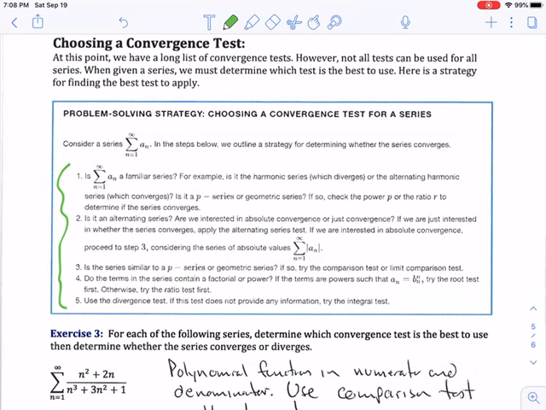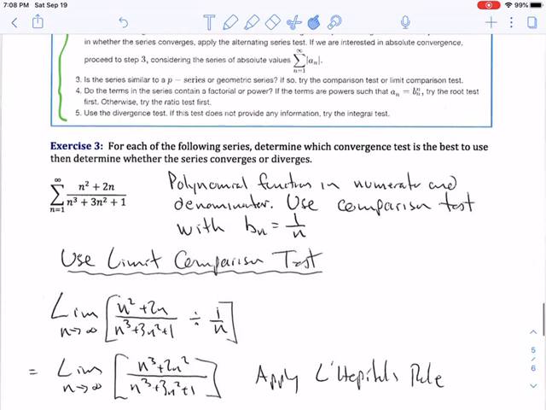But choosing an appropriate test is important because you're going to be given a bunch of different series and just told to determine if they're convergent or divergent. So let's just take a look at a few.